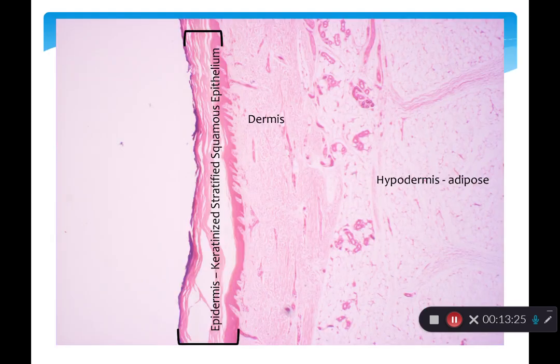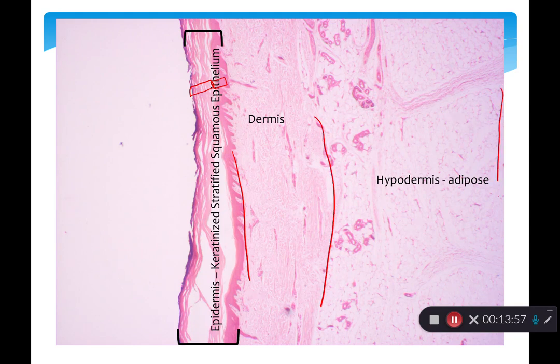So here's the epidermis, this layer here, and you can see it looks like it's multiple layers, and it is because it's stratified squamous. Plus, it's keratinized. The outer layers have keratin in them. The inner layers are starting to make keratin. So we'll talk about the layers of the epidermis. But as a whole, it is keratinized stratified squamous. Then this is the dermis.